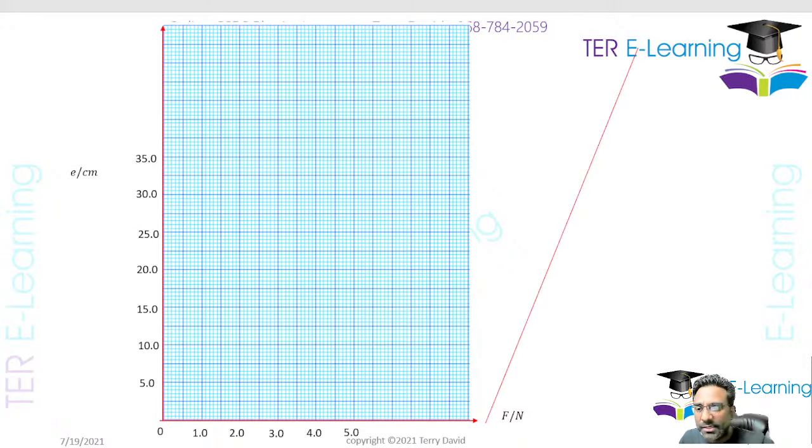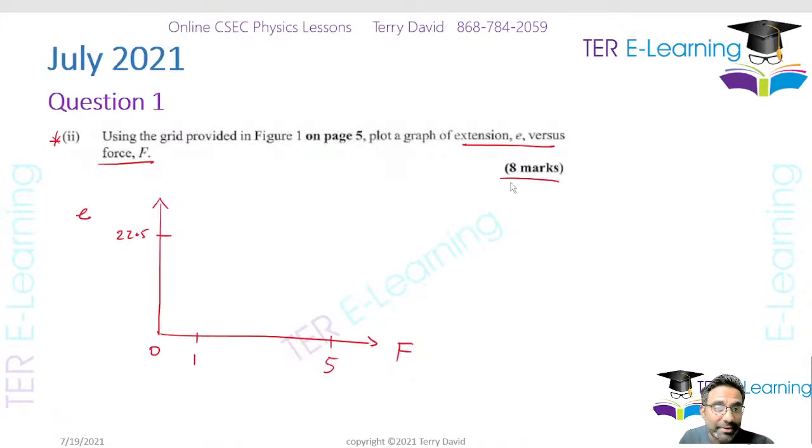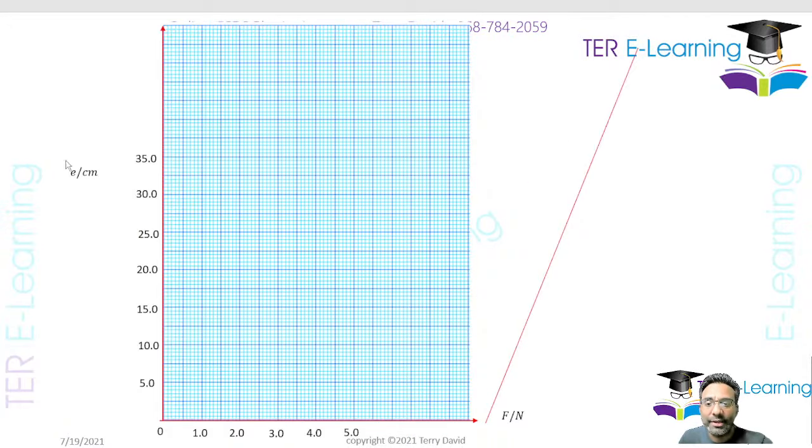So let's look how many marks you're getting for this. They're getting 8 marks for this. So there are certain things that CSEC is going to be looking for. They want to make sure that you label your axes. So you're obviously getting marks for this. Extension must be in centimeters, right? And you must label force in newtons, right?